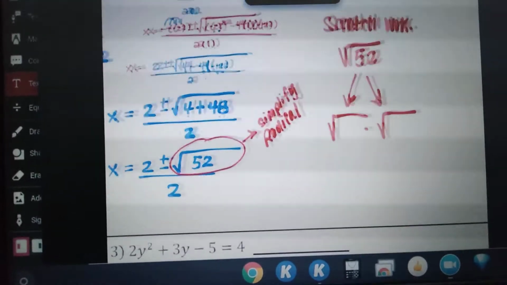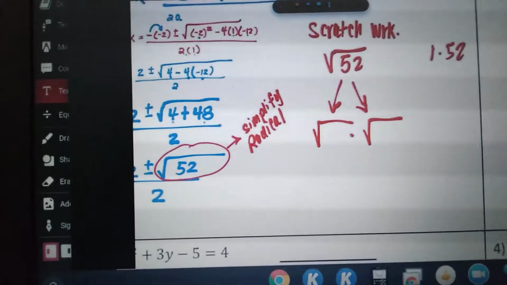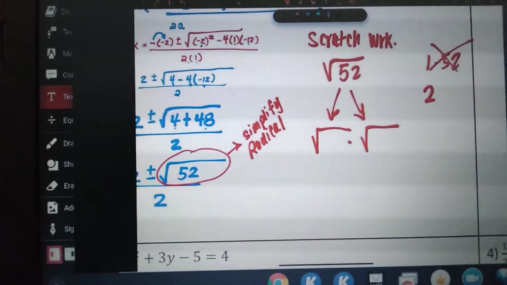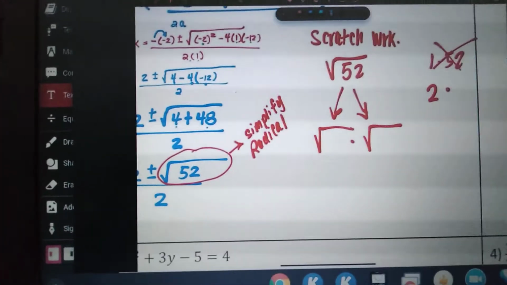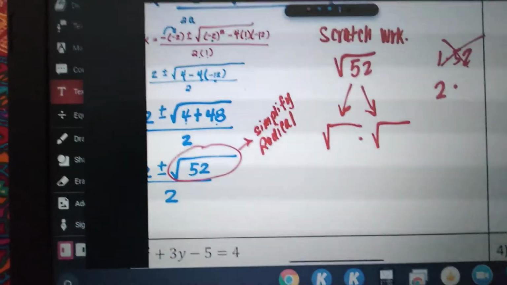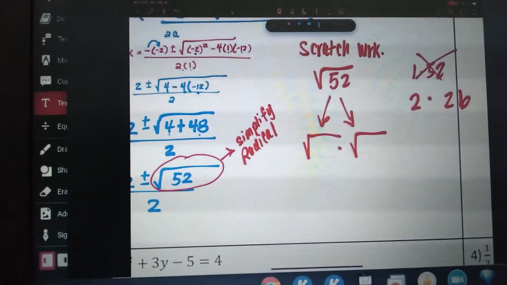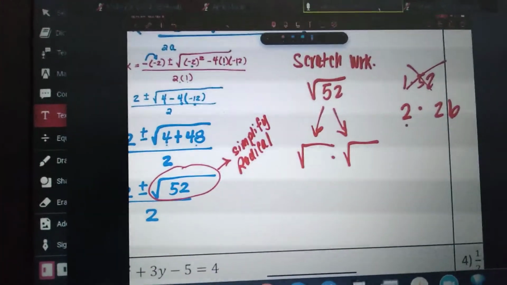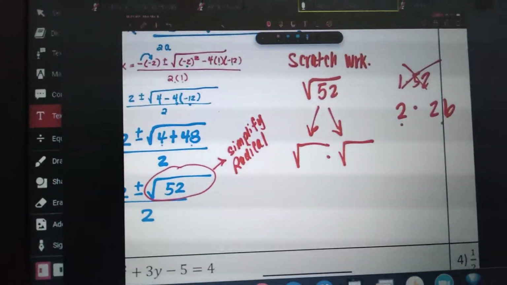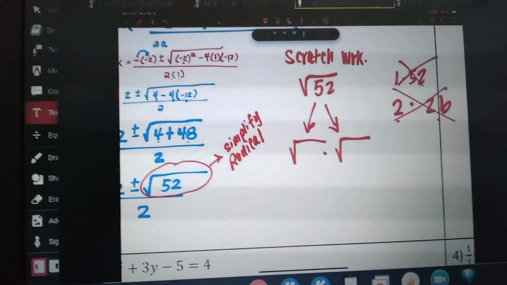Everybody understand? So 1 times 52, useless. 2 times, let's see here. 2 goes into 5 2 times with a remainder of 1. That's 12. So 2 times 26. 2 is not a perfect square. 26, not a perfect square. Can't use this. Everybody understand?